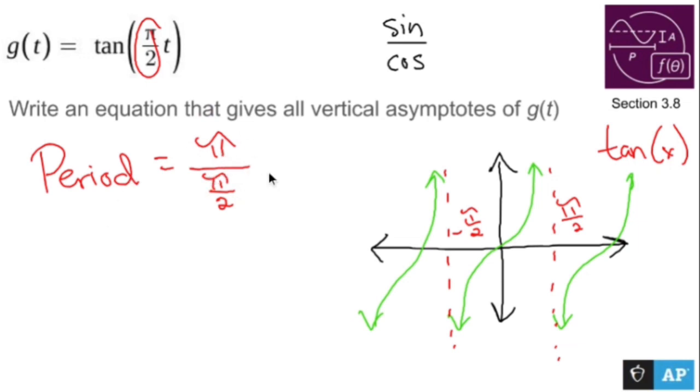And the way I find the period here is I multiply the top and the bottom by the reciprocal of the bottom, which is 2 over pi. So the period here is 2, because the pi's cross out.